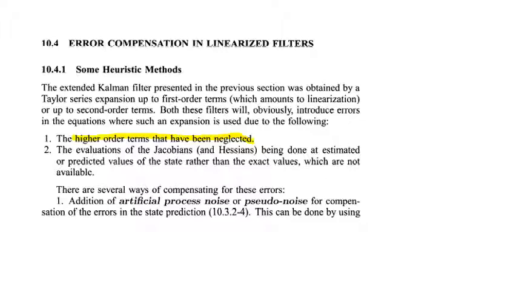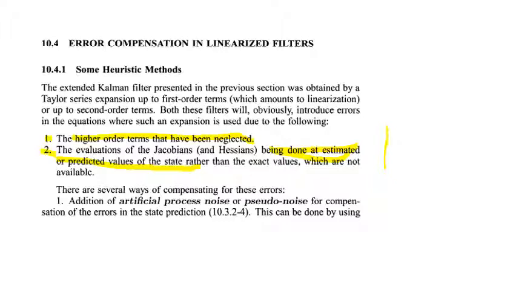The second thing is that when we evaluate the Jacobians and the Hessians, we do not have the actual values. We actually have the estimates and the predicted values. So there are two problems. First, you are neglecting the higher order terms. And secondly, you are using an estimate or a predicted value instead of the exact value. We don't have the exact value. If we had the exact value, we wouldn't need to estimate anything. Combining these two is going to cause a lot of error.